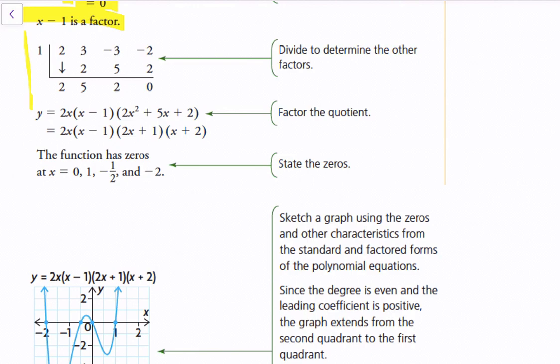Once you do that, you want to factor the quotient. Then our function has zeros at 0, 1, negative half, and negative 2. So these are the zeros you can get. How do you find the zeros? We covered this previously. You just want to solve for x for each term in your overall polynomial. So set 2x equal to 0, that will give you x equal to 0. In this case, x will equal 1, negative half, and negative 2.